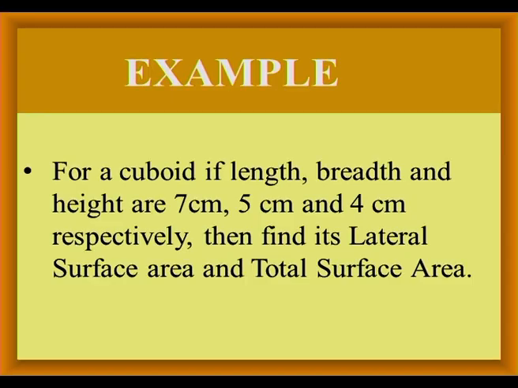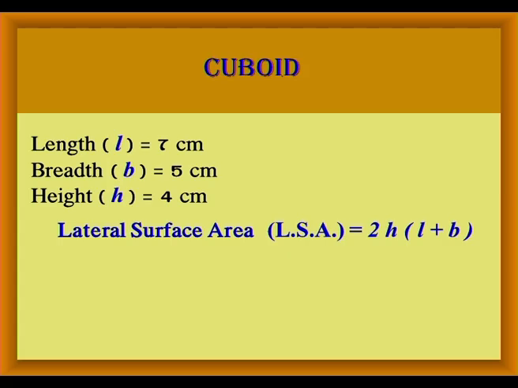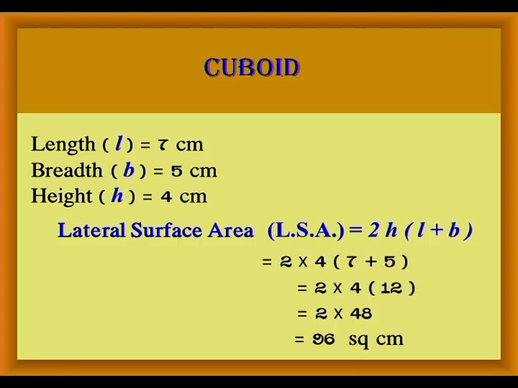Look at the screen. For a cuboid, if length, breadth and height are 7 cm, 5 cm and 4 cm respectively, then find its lateral surface area and total surface area. How do we find? First, if we observe the given information, for the cuboid given length is 7 cm, breadth is 5 cm and height is 4 cm. Write the formula for lateral surface area. It is 2H into (L plus B). Then substitute the values of L, B and H in the formula.